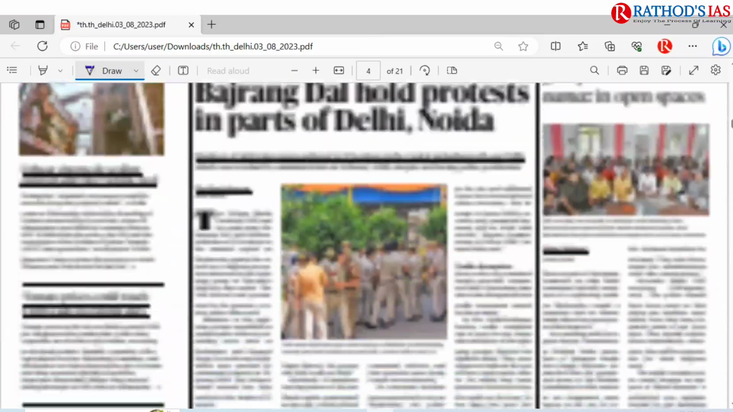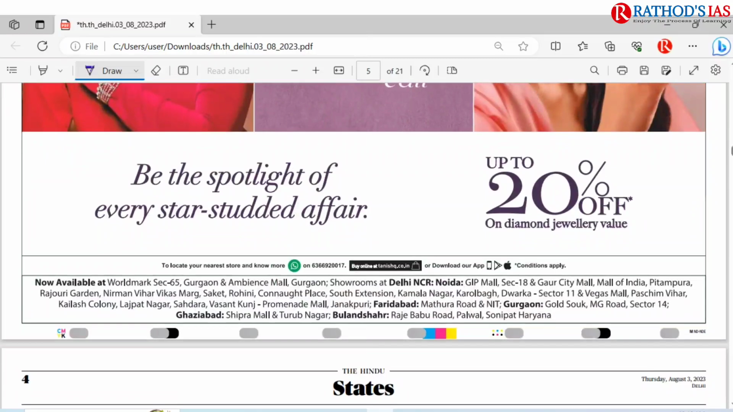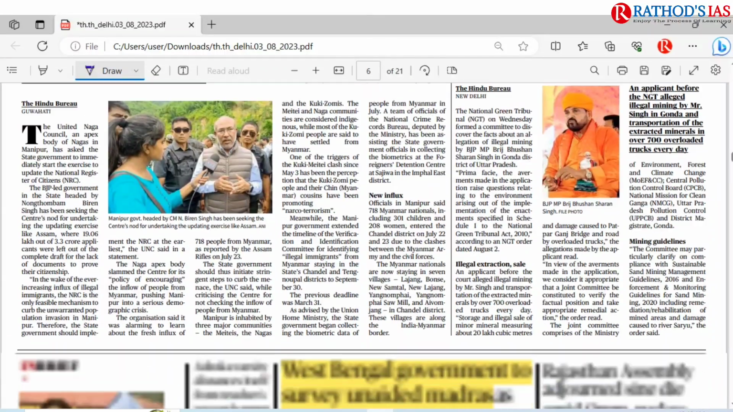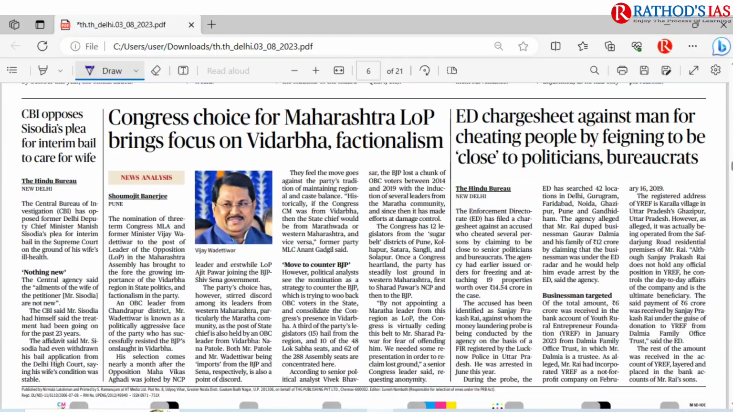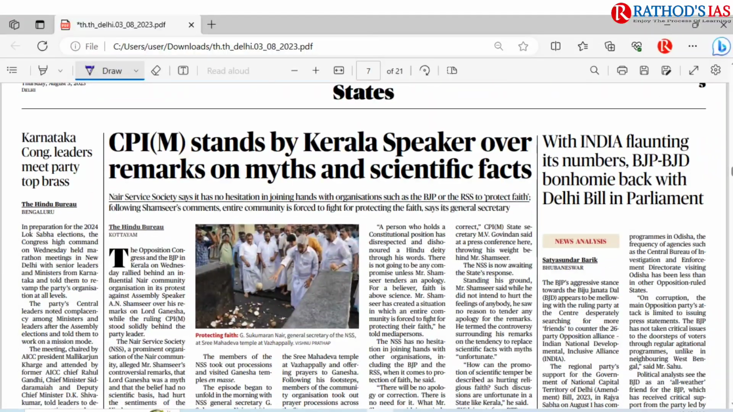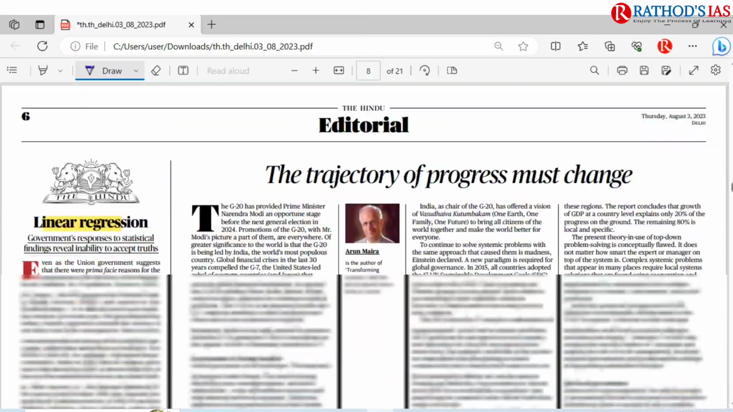And if you move on to the states page, the West Bengal government to survey unaided madrasas. So here you have to see what madrasas are. Madrasas are related to Muslims. These are nothing but Muslim schools which teach the Quran. And UP is also facing lack of funds for the maintenance of madrasas. It is also in the news.